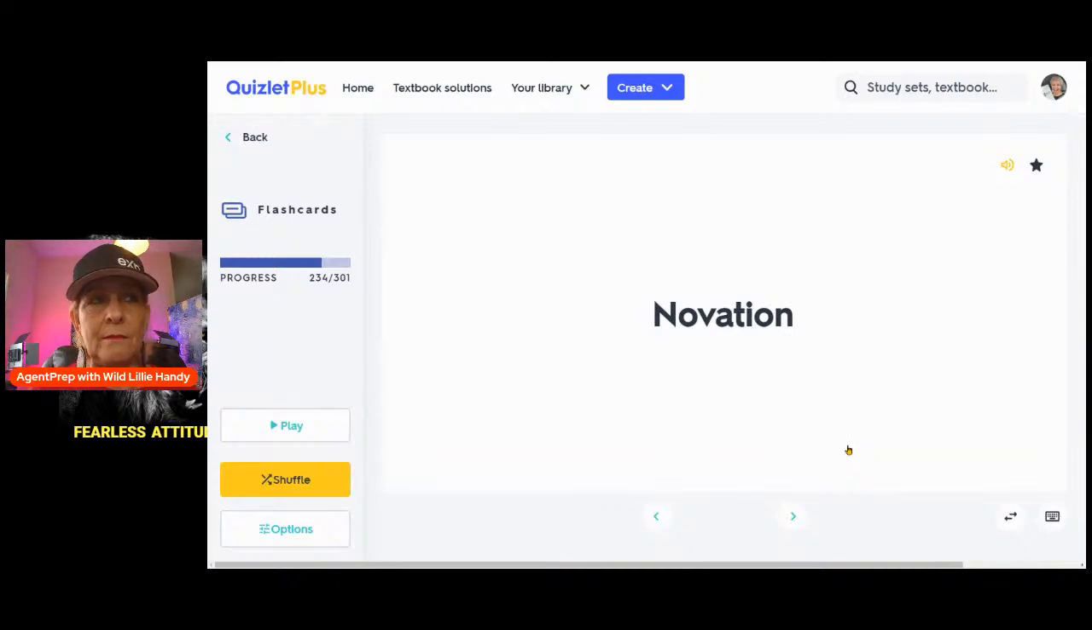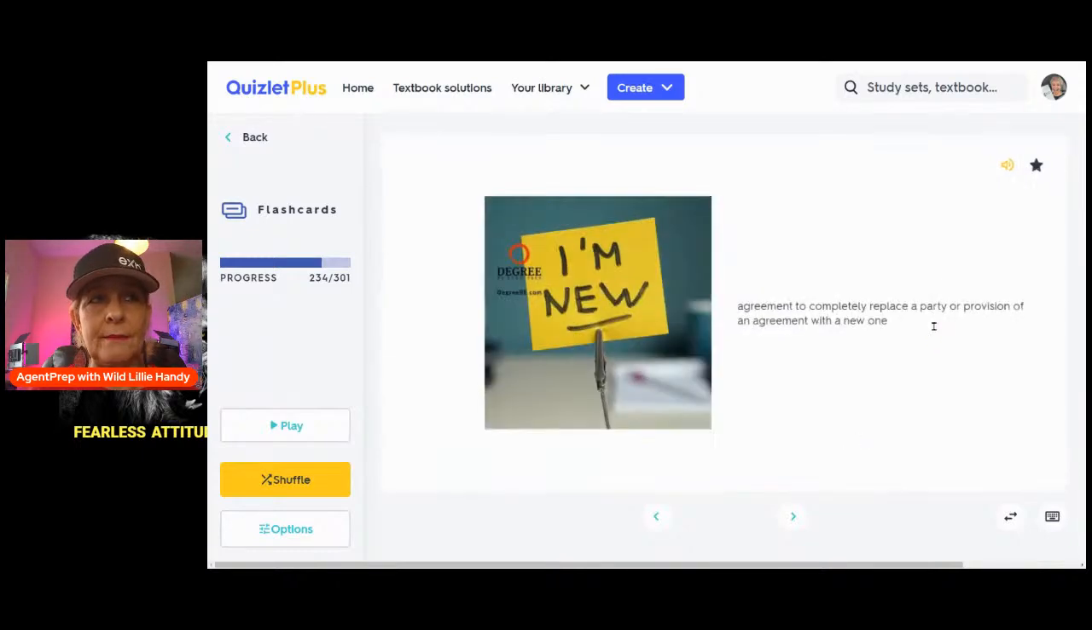Novation, Latin, novation, something new. Agreement says, I am new. Agreement to completely replace a party or provision of an agreement with a new one. So when there's a contract, buyer and seller contract, and someone counters, the buyer or the seller counters, it becomes the new counter, or the counter will be novation, a new agreement. The original one expires. Even if it's one little thing that changes, now it's considered a new contract.